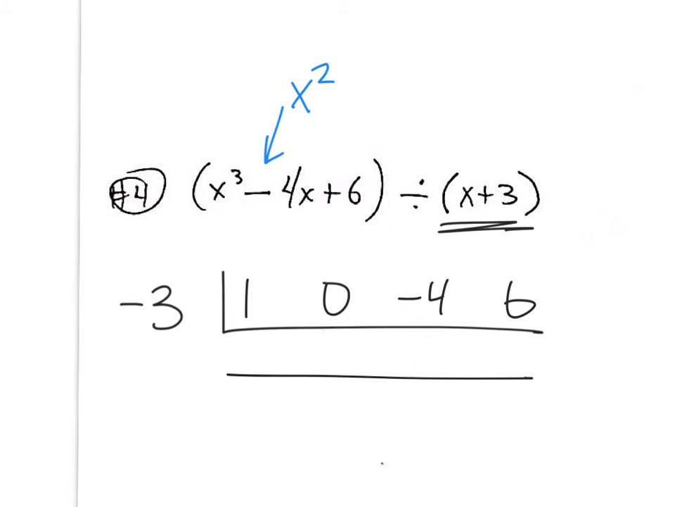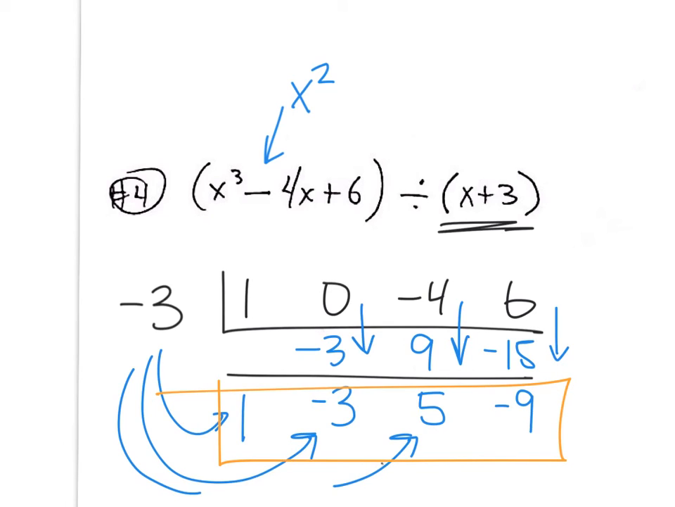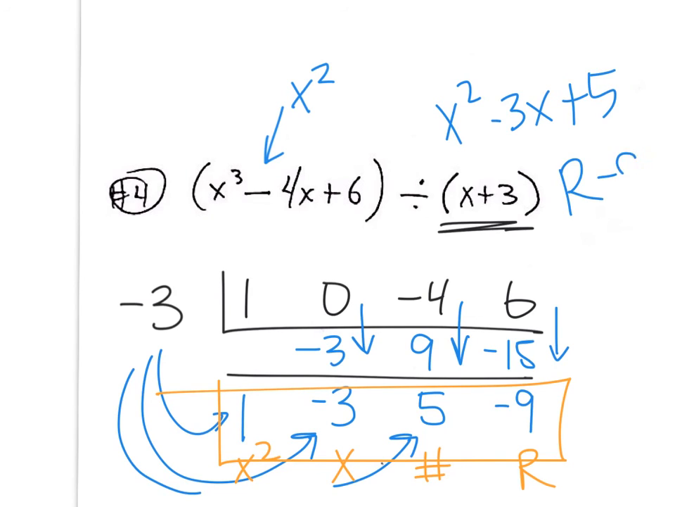So start off with our line, bring this number down, multiply, add, multiply, add, multiply, add. So, again, these are our coefficients. We have remainder, we have number, we have x, and here we have an x squared term. So our answer will be x squared minus 3x plus 5, remainder negative 9.